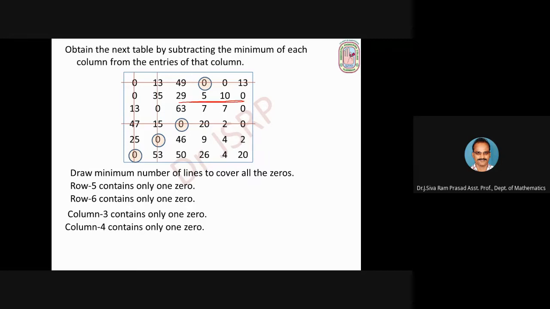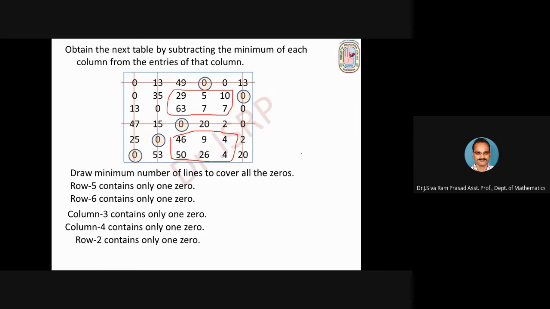So the second row contains only 1 zero. Circle that 0 and draw a vertical line, that is, fix the corresponding column. Now observe the uncovered entries. These are the uncovered entries, and these are uncovered entries. There is no zero among the uncovered entries, so all zeros are covered by lines.